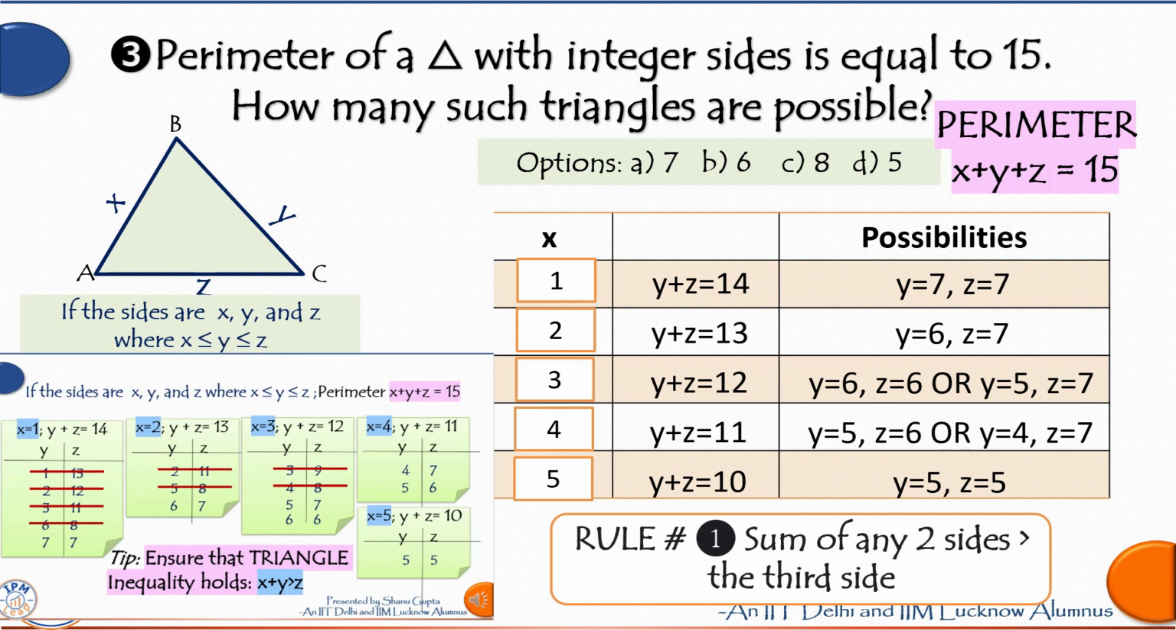So in total, we have 1, 2, 3, 4, 5, 6 and 7. 7 triangles possible such that the perimeter is 15 and sides take integer values.